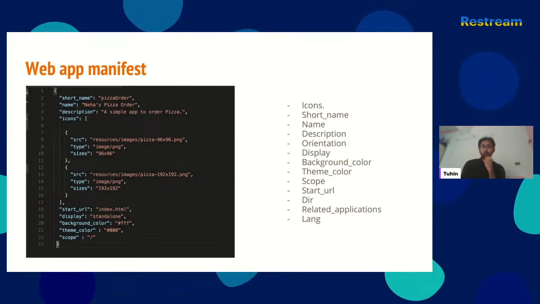Now you might ask, what is a web app manifest? Long story short, it's a JSON file. Now, okay, if I'm not familiar with JSON, you can think of it as curly braces and key value pairs. For example, you have something like this: a short name, a name, a description, so on and so forth.